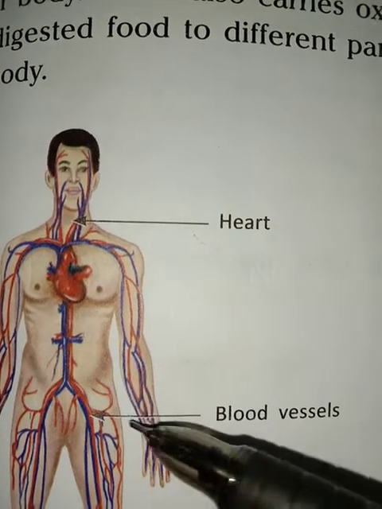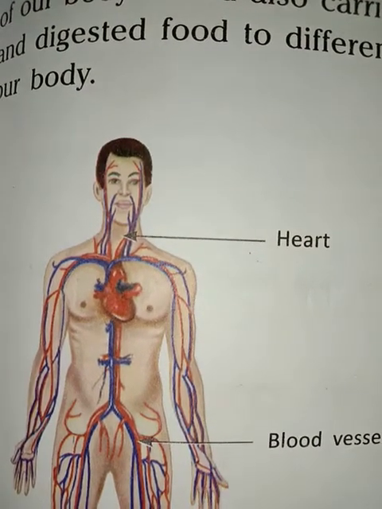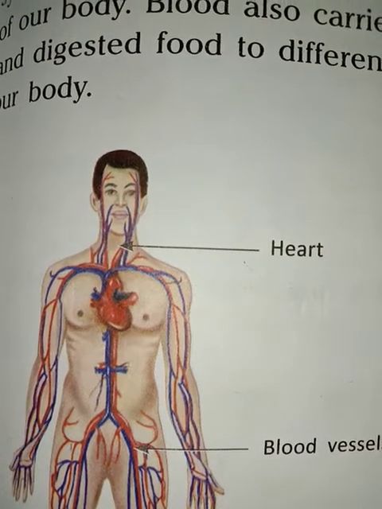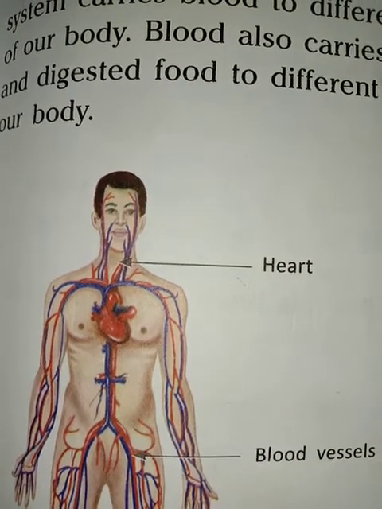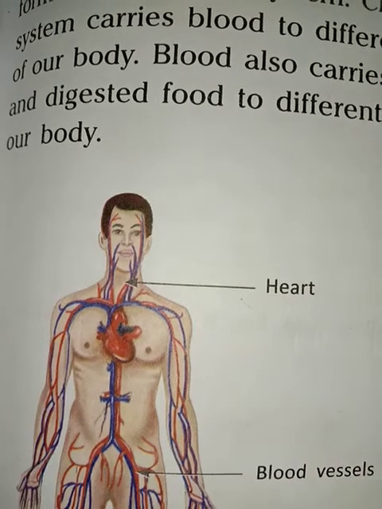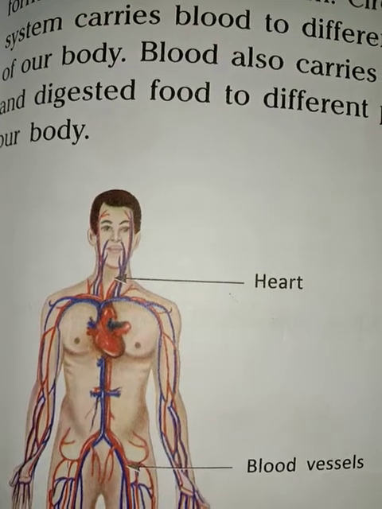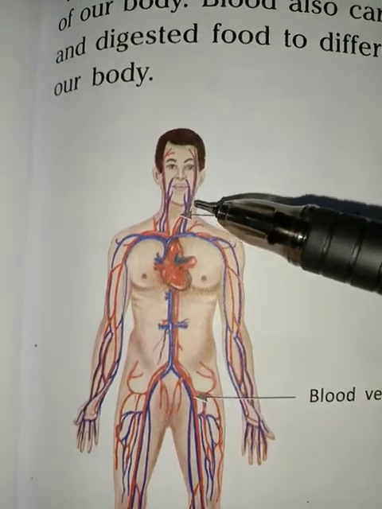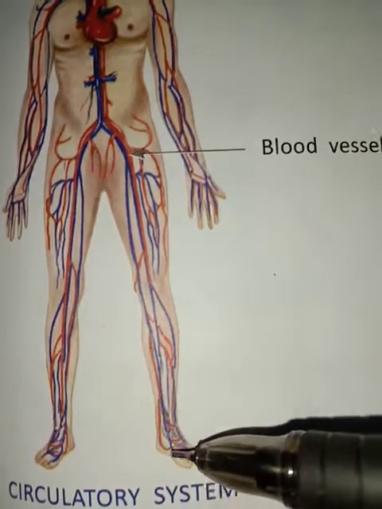Second is blood vessels. Okay, now the blood vessels are the components of the circulatory system that transport blood throughout the human body. These vessels transport blood cells, nutrients, oxygen to the tissues of the body. They also take waste and carbon dioxide away from the tissues. Blood vessels are found throughout the body. Now you can see in this diagram. Okay. Now blood vessels are found throughout the body.